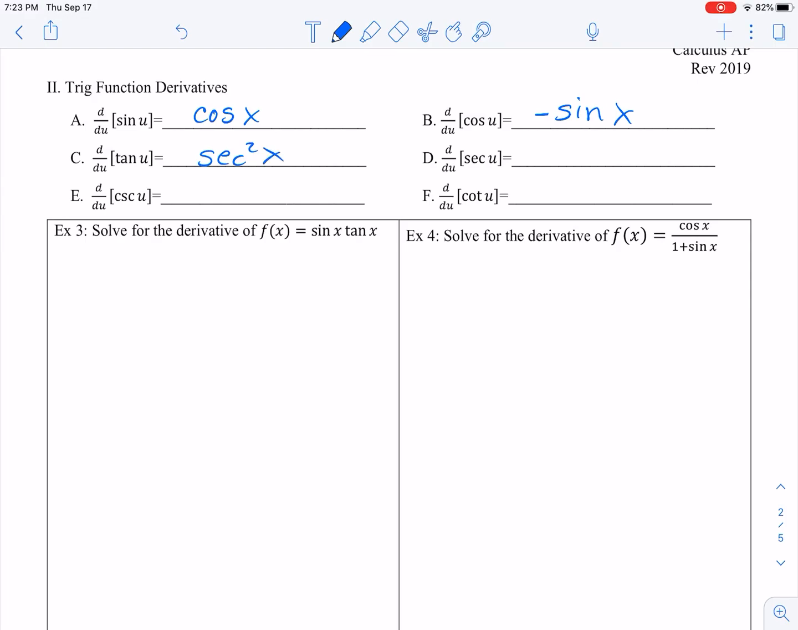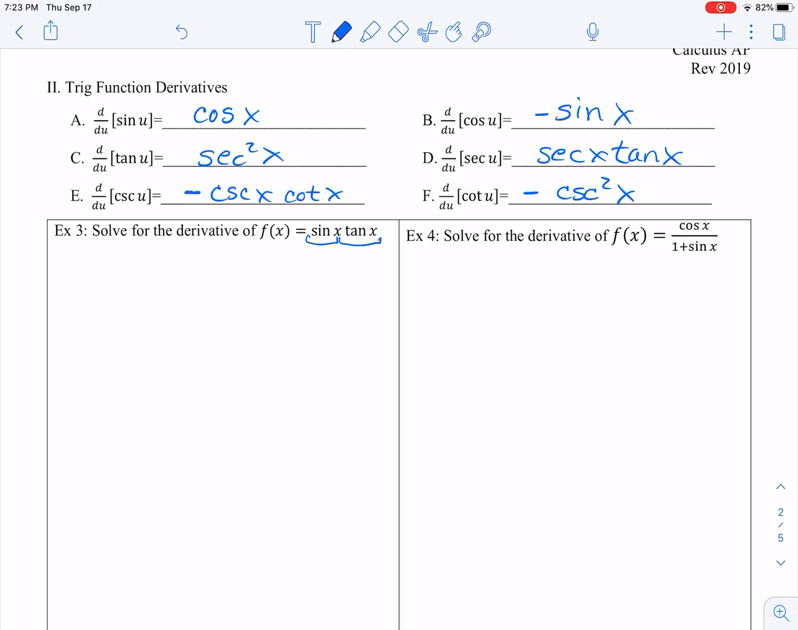The derivative of secant is secant times tangent. The derivative of the cosecant is negative cosecant times cotangent. And the derivative of the cotangent is negative cosecant squared. More to memorize. Learn them, know them. We do not give them to you. Okay? All right. We now have trig functions.